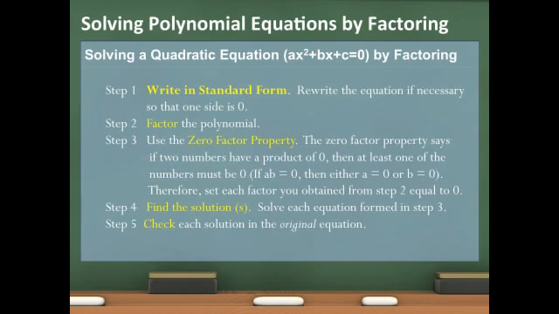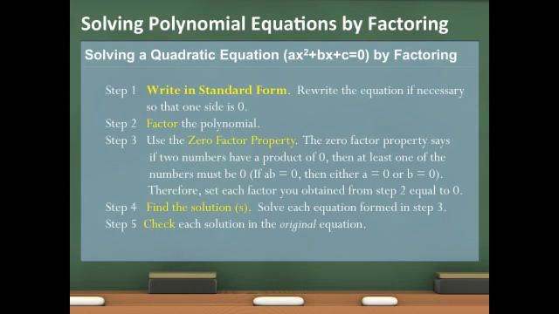Step 4 involves solving for the variable to obtain your solution. You take each equation you formed in step 3 and solve for the variable. Step 5 tells you how to check your answer. You simply take each solution and substitute it for the variable in the original equation, to see if you get a true statement. If you get true, then you have the correct solution.